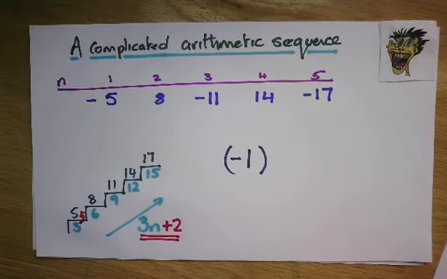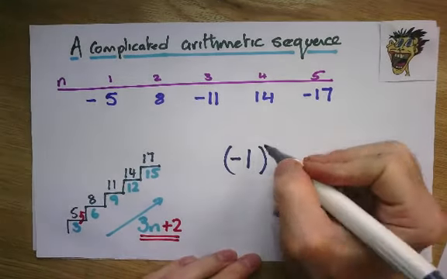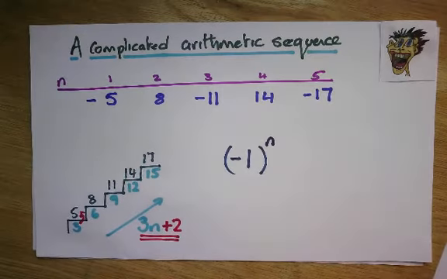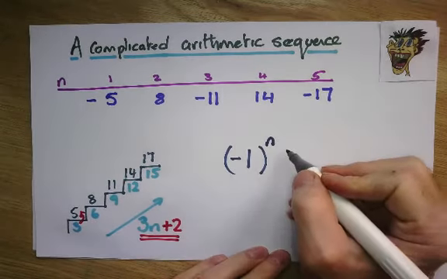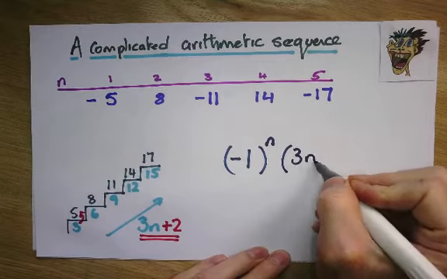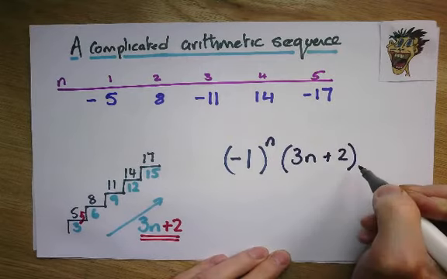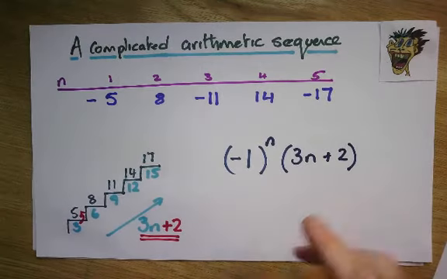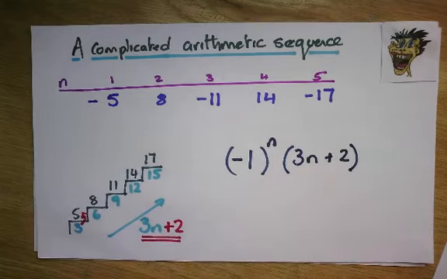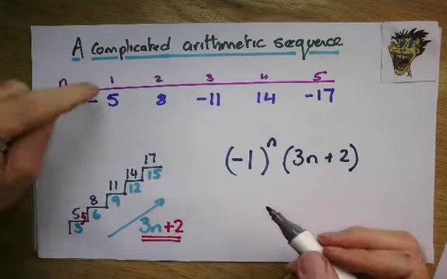I'm going to put this in front, but I'm going to add something to it. And watch what happens. So here's my sequence, but I'm going to times the output by -1 to the power of n. And let's just see how that all plays out. Let's just do these ones here and show you.